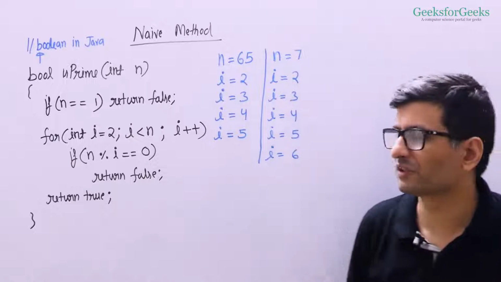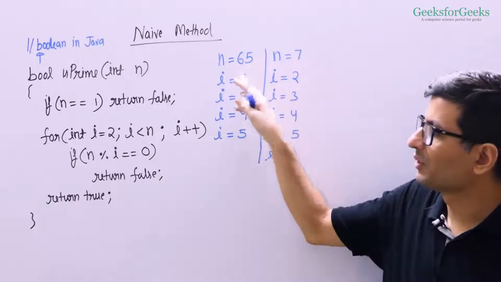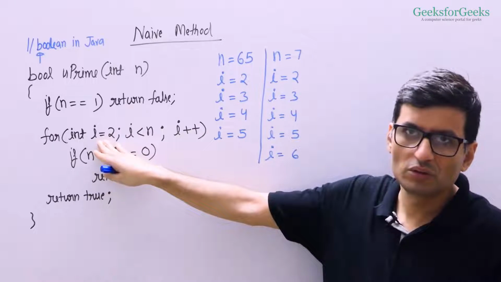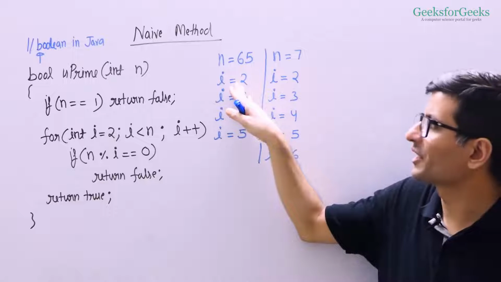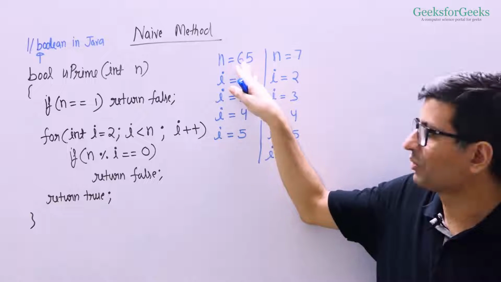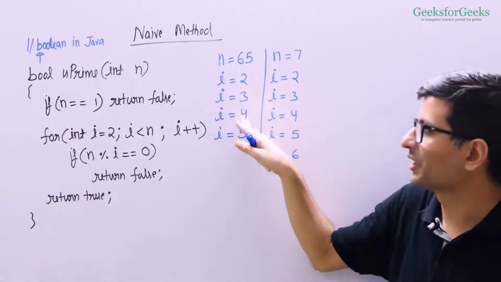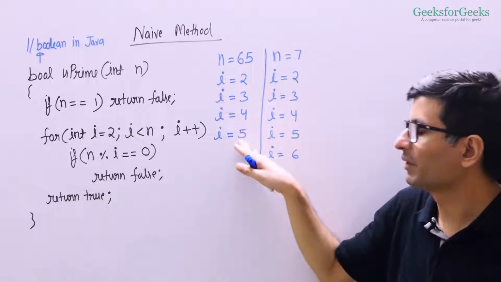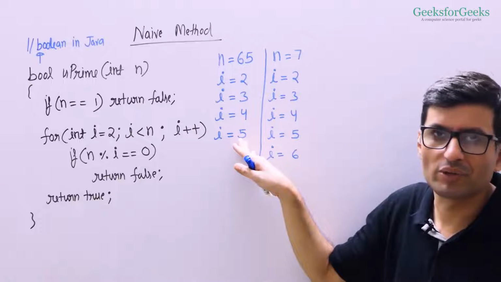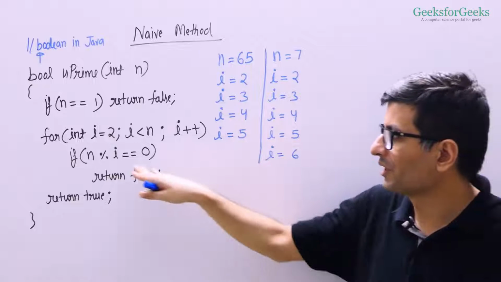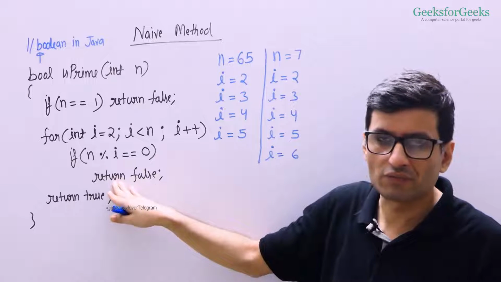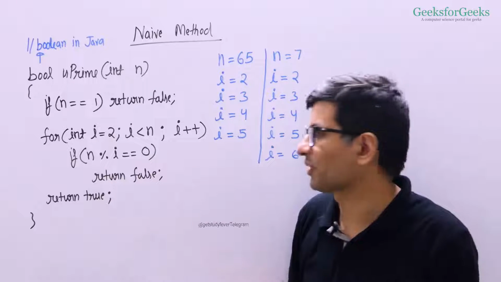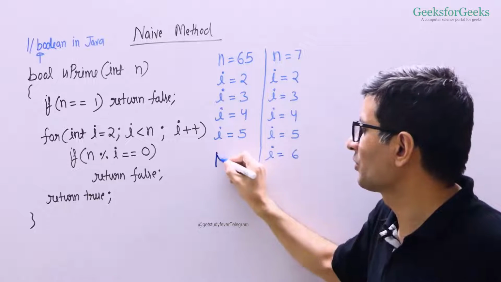Let's see the execution of this idea for 65. We are going to run a loop from 2. For i equal to 2, we check, does 2 divide 65? No. Then we check for 3? No. Then we check for 4? No. When we come to 5, we notice that 5 divides 65. So when we reach inside this if condition, we return false. We say that 65 is not prime. So our output for 65 is no.